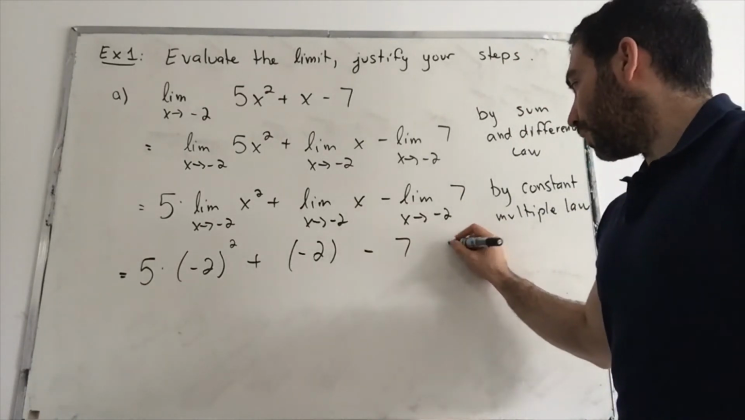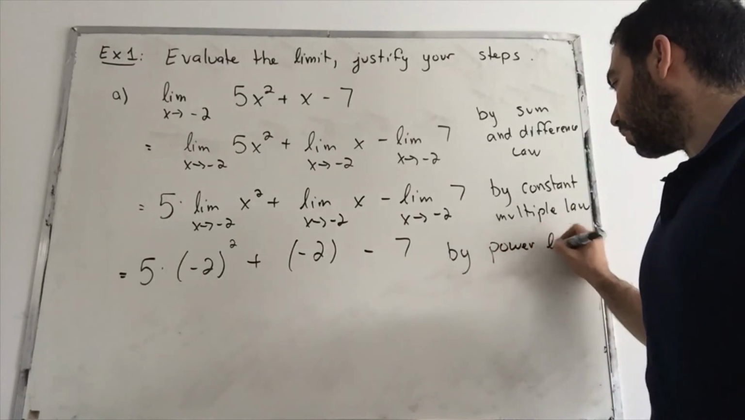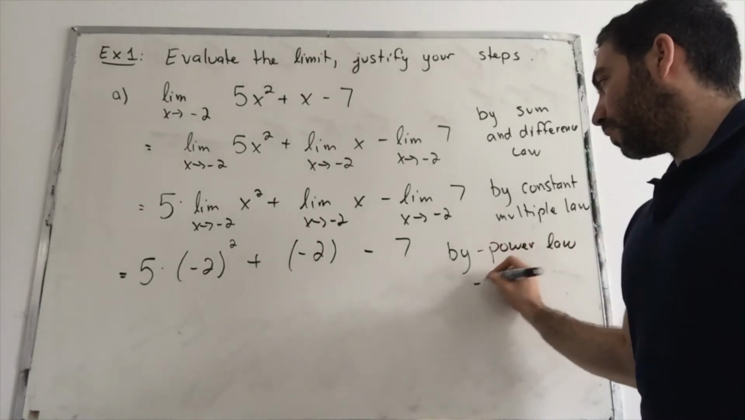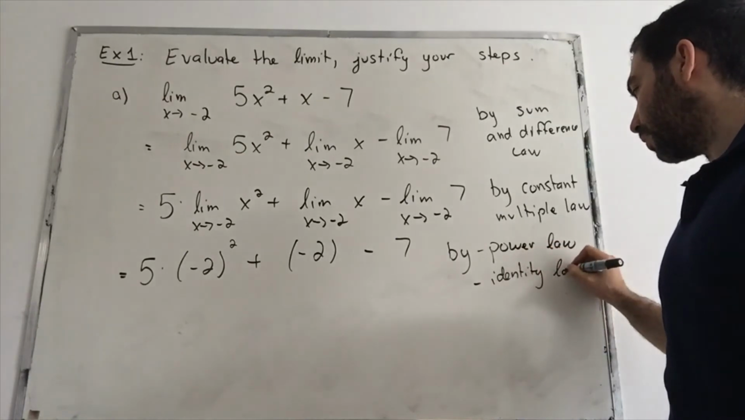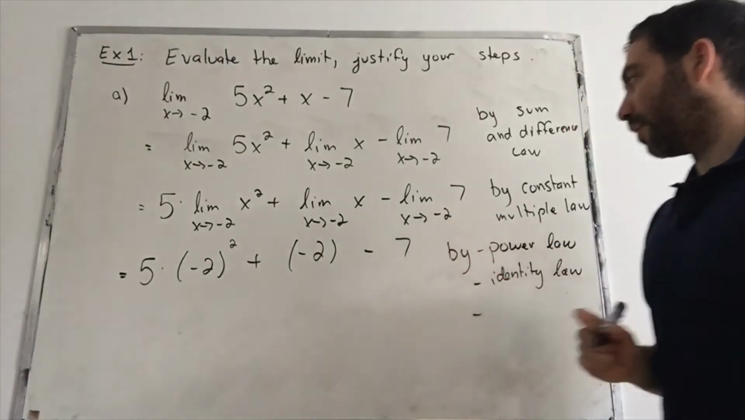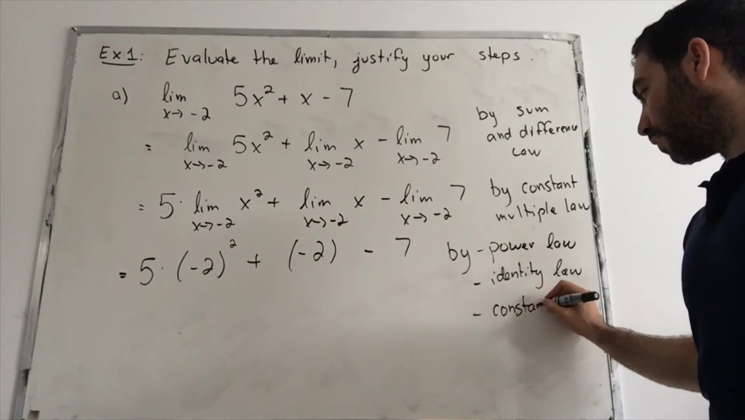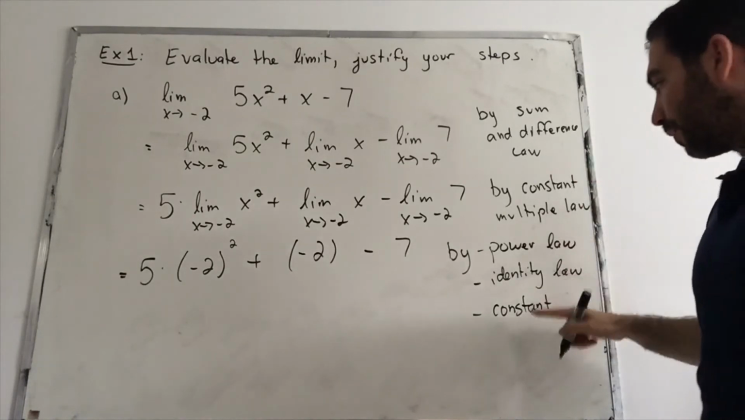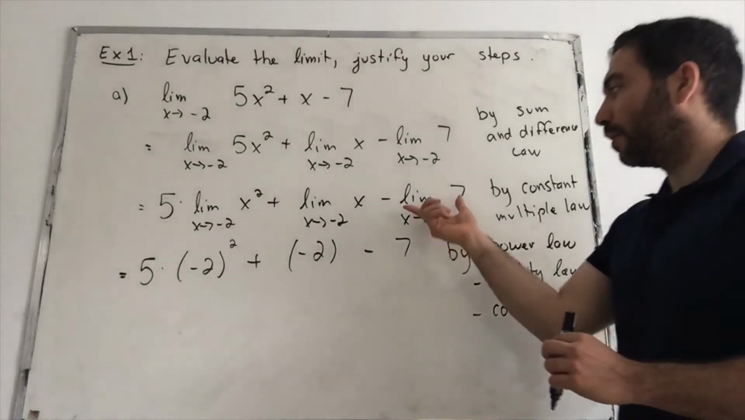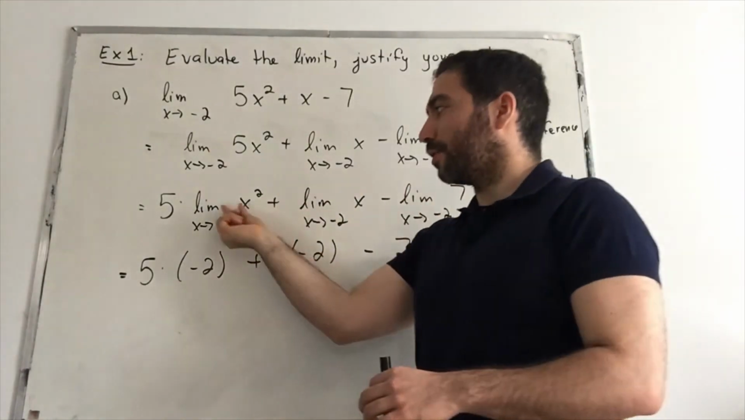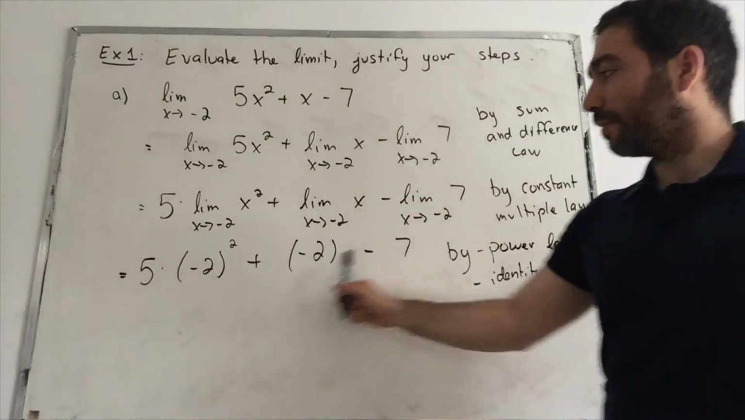Okay. So here what we used were 3 different laws. We used the power law. We used the identity law. And we used the constant law. And don't get confused with the constant law and the constant multiple law. Okay, so the constant law, there's no x's involved. The constant multiple law is you have a coefficient which you're pulling out in front of the limit.